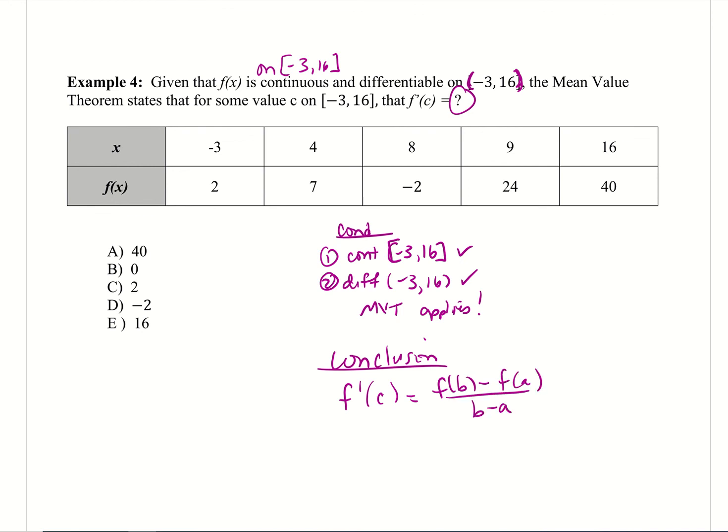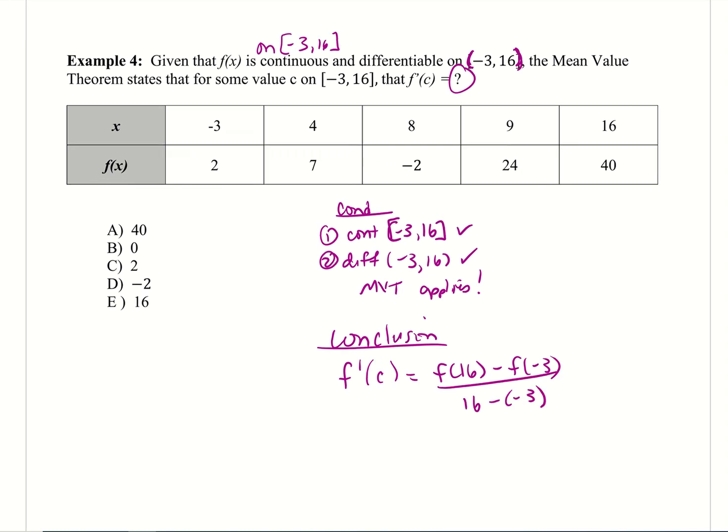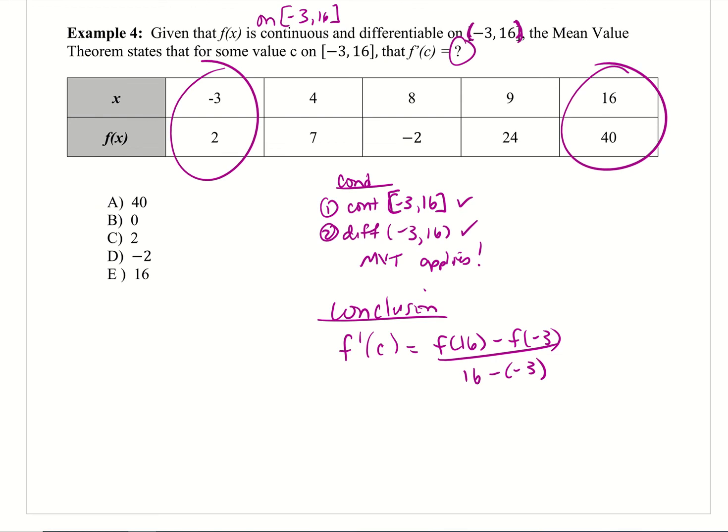And what is f of b and f of a? Well, a and b are the -3 and the 16. So it's supposed to equal f of 16 minus f of -3 over 16 minus -3. Well, we can find those by looking at the table and using the outputs and inputs from those ordered pairs. Be careful, make sure you use the actual ones they gave you. They said -3 to 16, so those are going to be the ordered pairs that we're using. And I'll get 38 over 19, which divides out to 2.